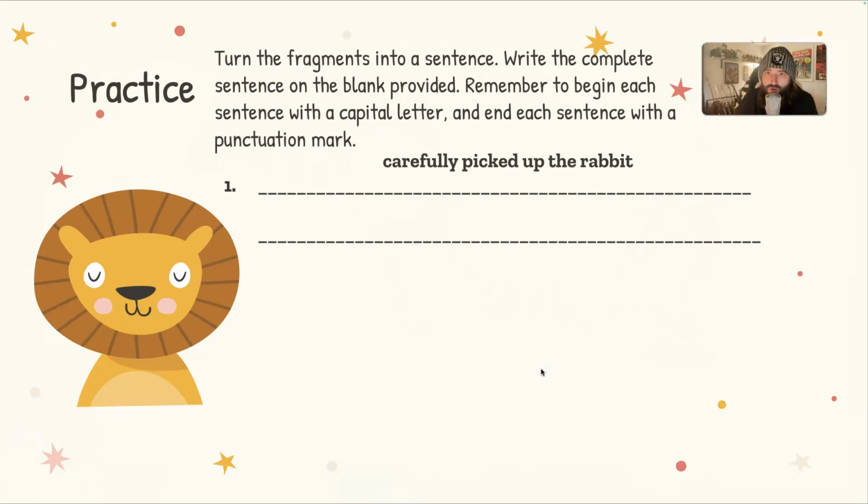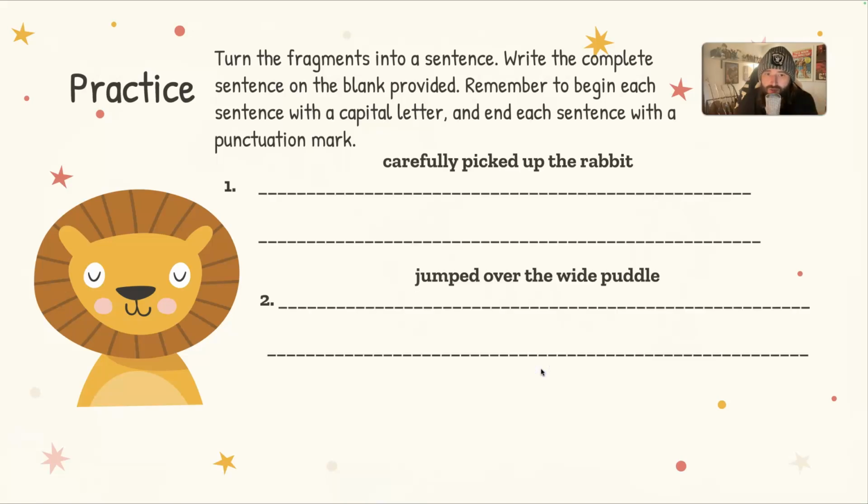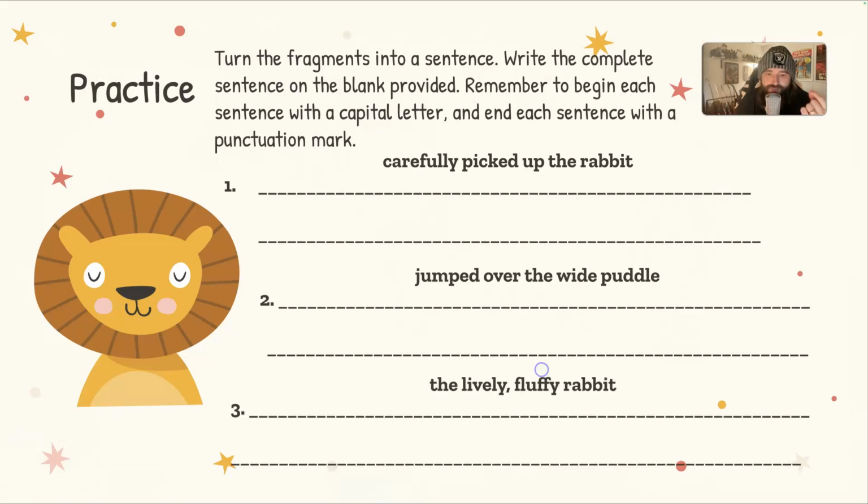So carefully picked up the rabbit. We need to add a subject to that. Jumped over the wide puddle. We need to add a subject to that. And then the lively, fluffy rabbit, we need to add a predicate or a verb to that. Now, these are the easy ones. I also wanted to add some more challenging ones on the second slide here.